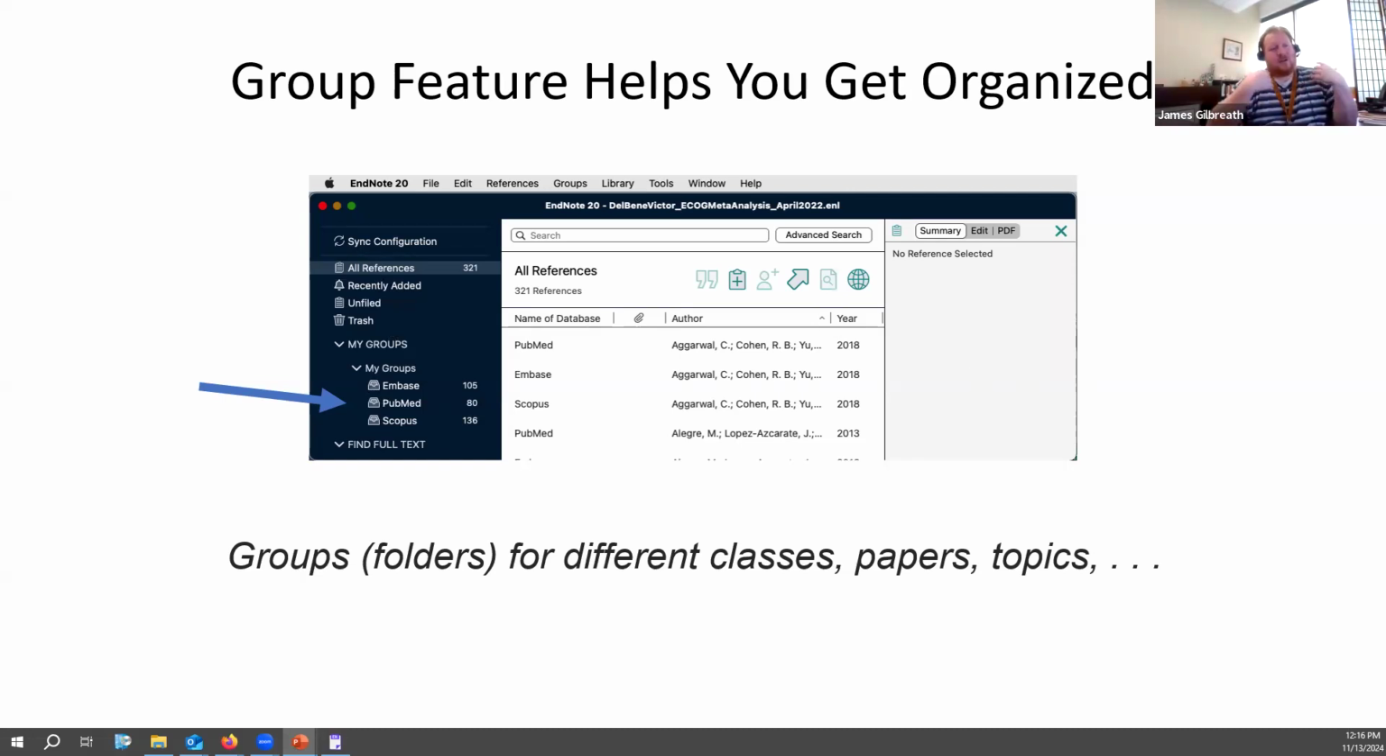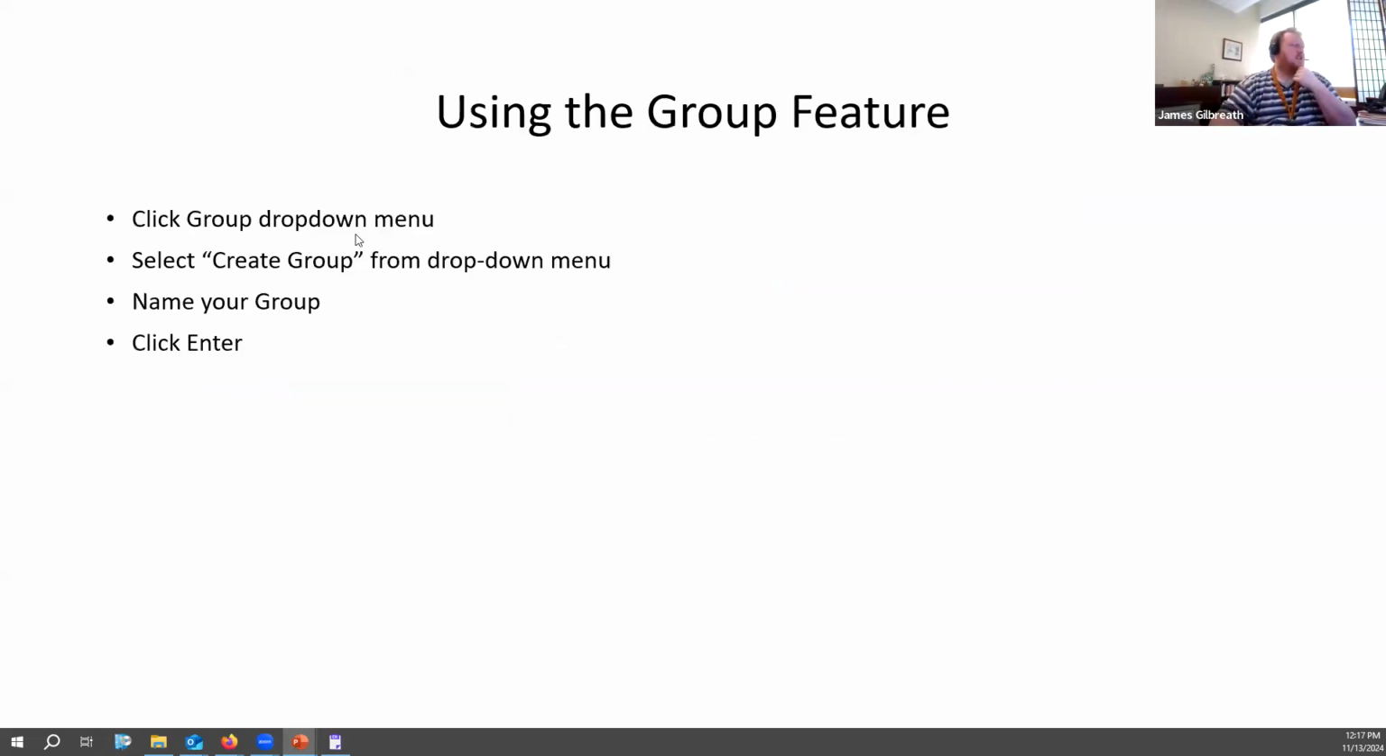Given how I use EndNote, I tend to use it when working on systematic reviews. So I tend to, as this image would indicate, create groups based on what database the data was exported from. But depending on your use for it, you can create EndNote groups for different projects, different topics, different class assignments, what have you. It's really up to you and how your mind works when approaching organizing things. So whatever works. You can click the group drop-down menu, create group, name it, and hit enter.